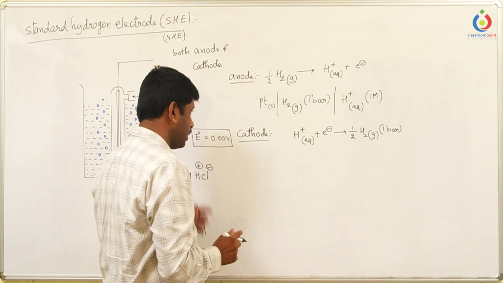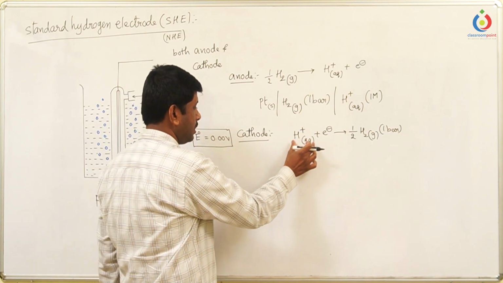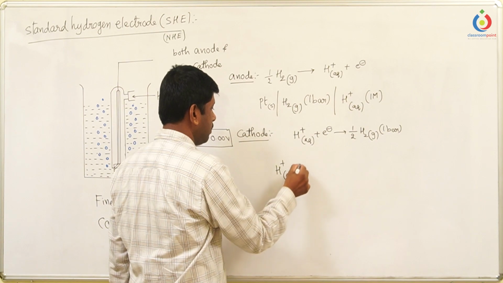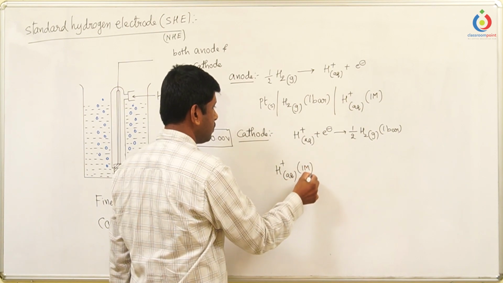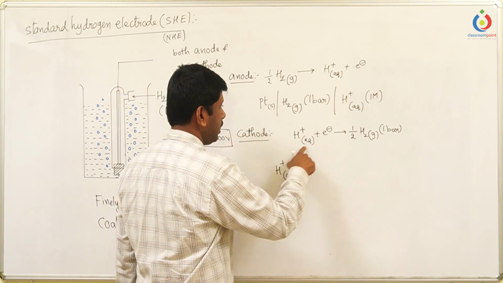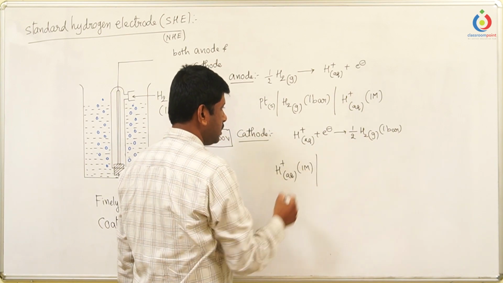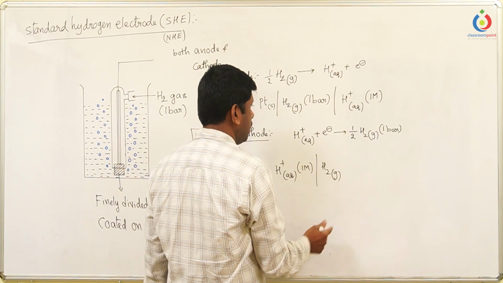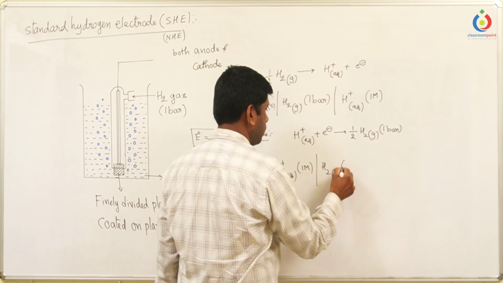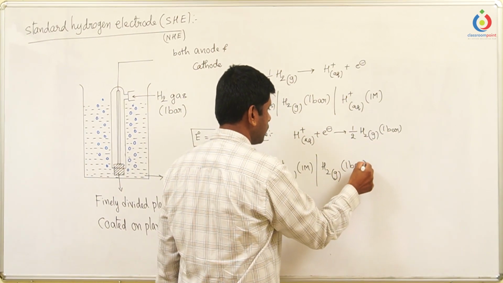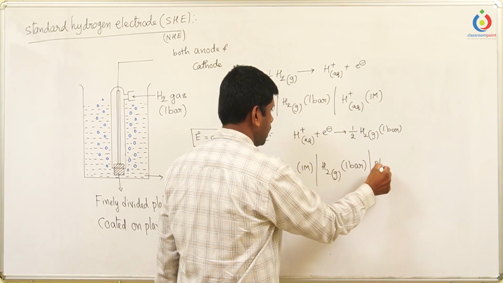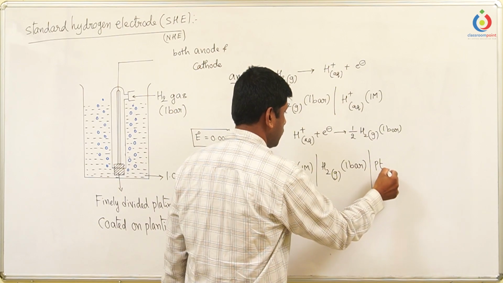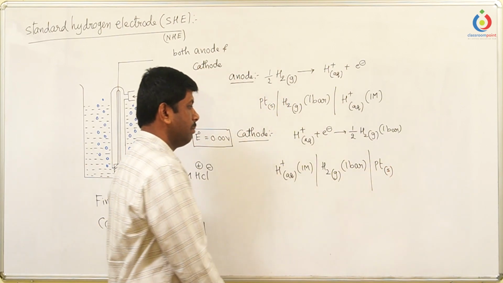Now the representation: H plus ion is there, so you write down the H plus ion. In aqueous form, its concentration is 1 molar. Aqueous form to the gaseous form, so there is a phase change. Hydrogen in gaseous state, and that hydrogen gas pressure is 1 bar. Again there is a phase change, because the hydrogen gas is absorbed over the surface of the platinum, so platinum solid.